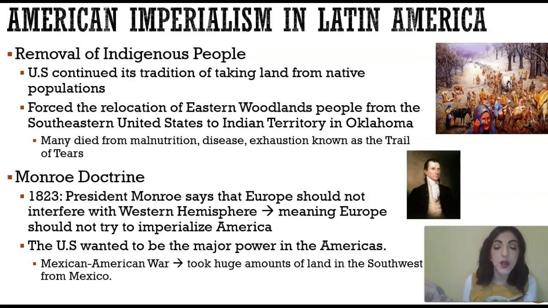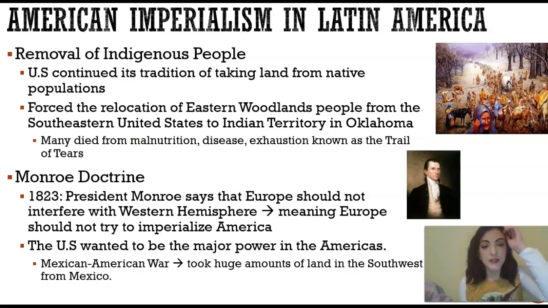So you have the forced relocation of eastern woodland people from the southeastern United States to Indian Territory in Oklahoma. In 8th grade, you guys learned about it. Many of them died from malnutrition, disease, and exhaustion. This becomes known as the Trail of Tears. Some of it goes back to the idea behind the Monroe Doctrine. Sorry. They're same ideas but different concepts.